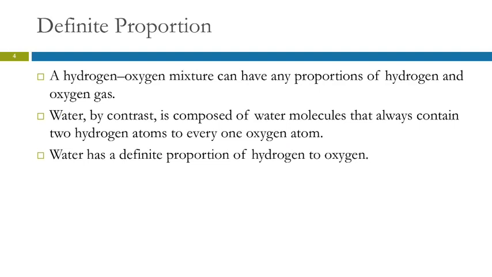We talked about the law of definite proportions. When we have a mixture of oxygen and hydrogen gases, the proportions could be anything. It could be 5-to-1 or 100-to-1. It could be 1-to-1. But in a compound, the proportions are always the same. And the reason that the proportions are definite is that those compounds always have the same number of atoms of each element. So water has a definite proportion of hydrogen to oxygen.